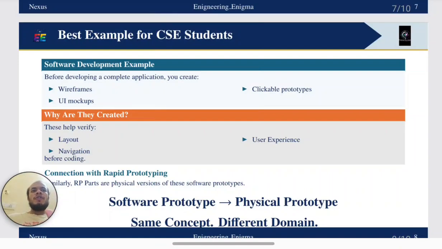So how many of you have used Figma? Many students will raise hands, right? Then you have already practiced prototyping. So this is not completely different. It is very similar to what we have in mechanical subjects.